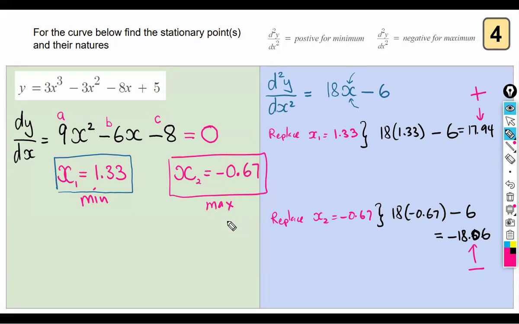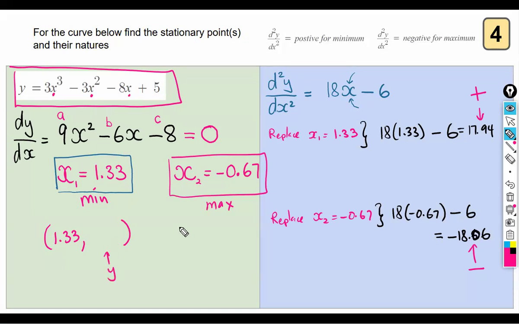Now, I'm not going to make you do this, because this question is a little bit crazy. But if we wanted to find the corresponding y coordinates, you see, for the first point, x is 1.33. That means we have to go to the first equation and replace all the x's with how much? 1.33. And that will give us the corresponding y value. And then for the next point, we have to replace all the x's, but this time with minus 0.67 to get the corresponding y coordinate.